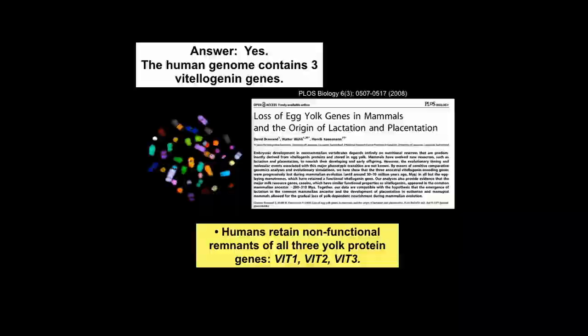So we now have the tools that we can look at the human genome and we can say, do we have fossil remnants of these yolk protein genes anywhere in our genome? Well, a few years ago, a group of scientists decided to test for that, and the answer was yes. In fact, the human genome has remnants, non-functional, of all 3 yolk protein genes. They're called VIT1, VIT2, and VIT3. They're doing nothing, but they reflect the fact that we, like all placental mammals, have ancestry with organisms that once laid eggs, even though they're not doing anything in our genome.